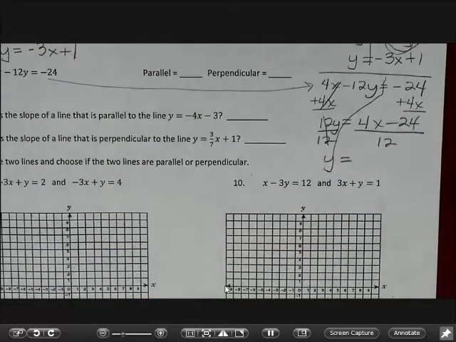Think about splitting your terms because you always want to get those split apart when you're writing it in slope-intercept form.